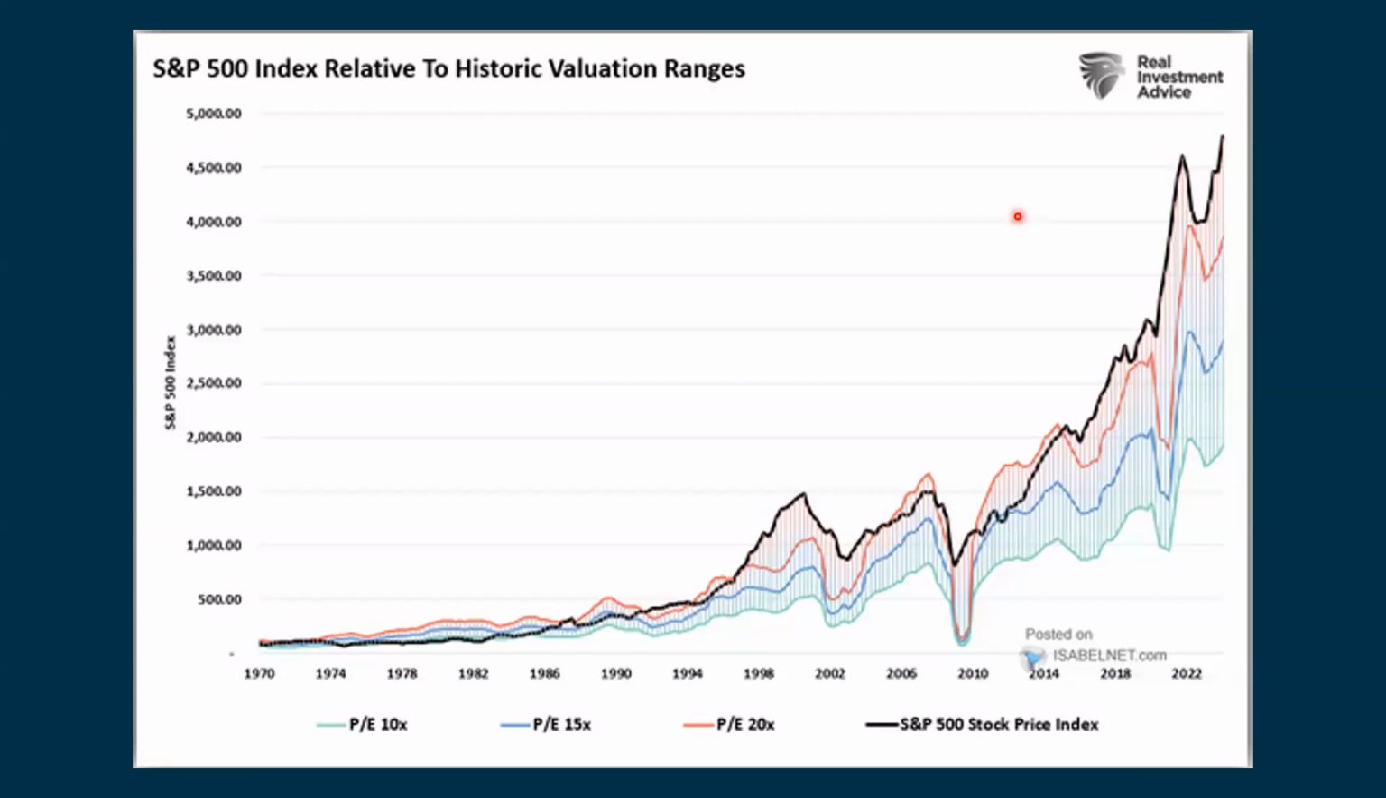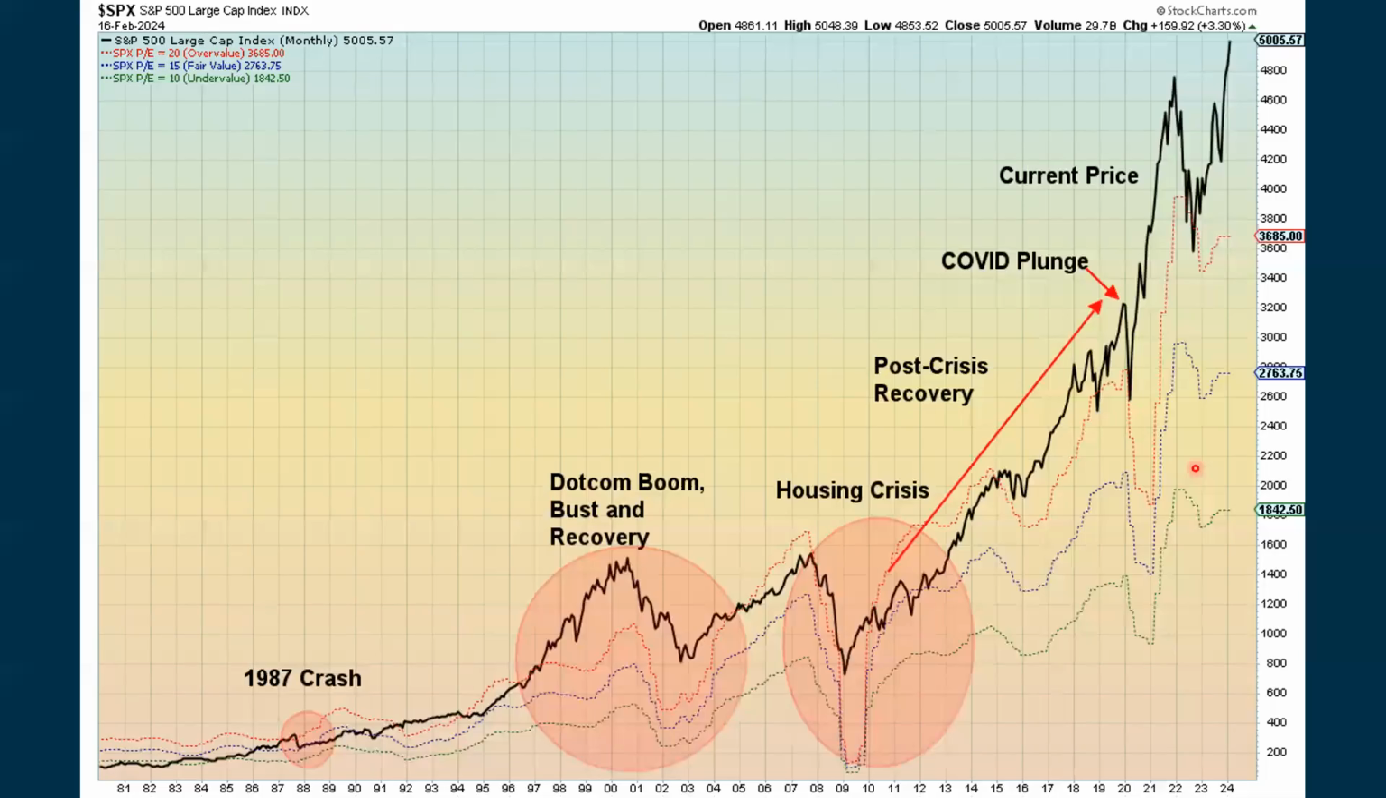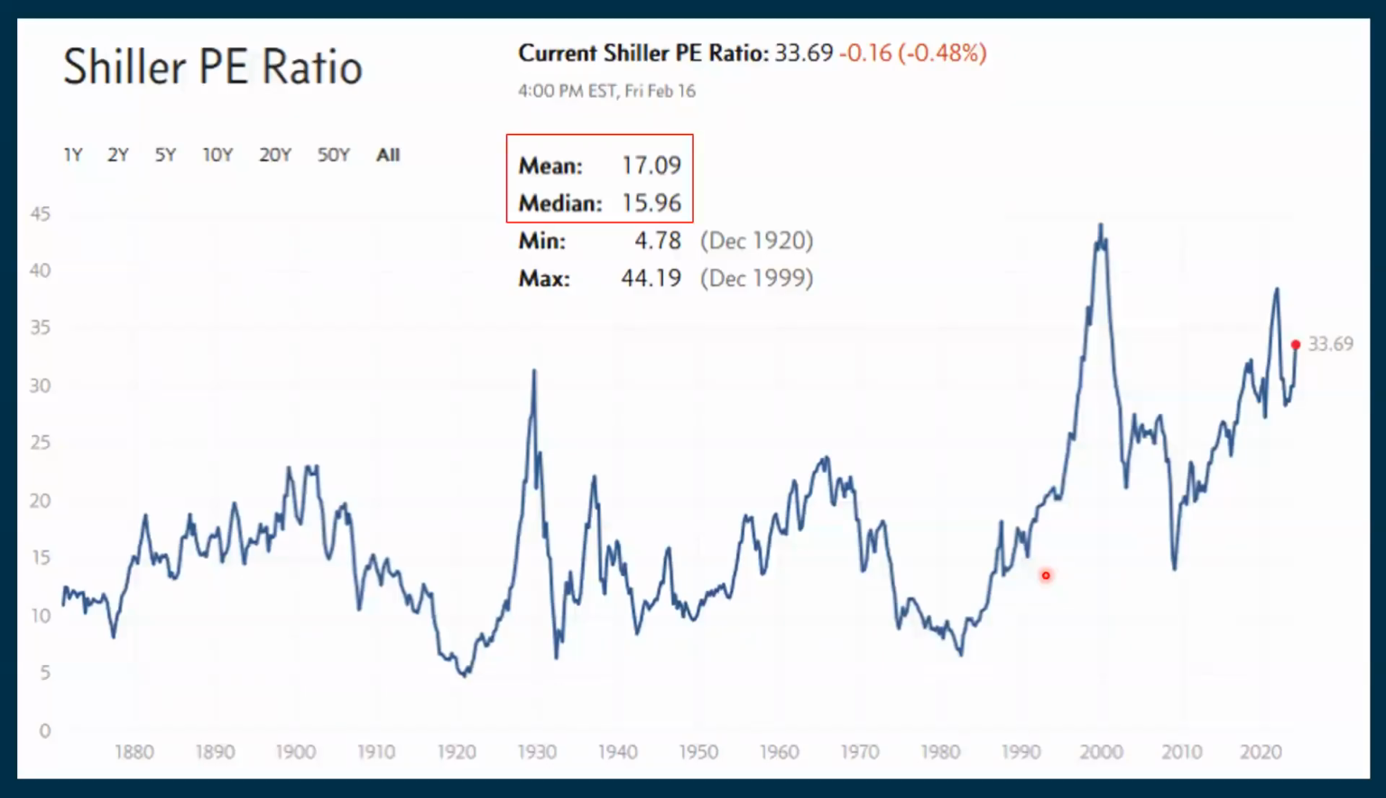Also, a service or a website called Real Investment Advice, they have a chart that's very similar to this. I've been showing this the last few weeks. The black line on top is the S&P, and then we have the red, blue, and green areas to show you that we're also considered to be expensive on a historical basis. This also looks at different major market events that have happened and what the valuations were during that time.